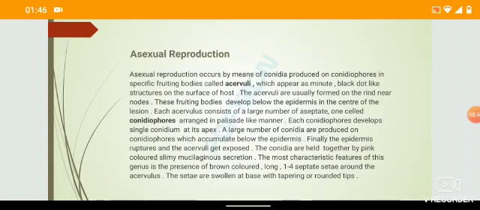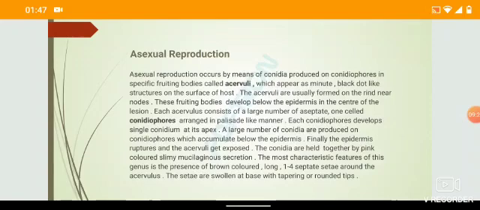The acervuli are formed on the rind near the nodes, and these fruiting bodies develop just below the epidermis in the center of the lesion. So this means wherever you find lesions on the surface, the fruiting bodies are present just below the lesions, especially in the center of the lesion.